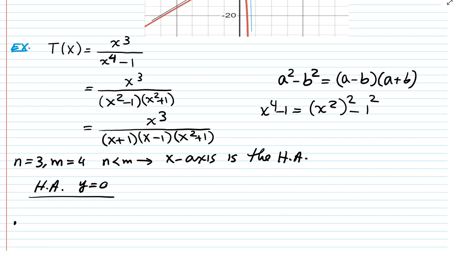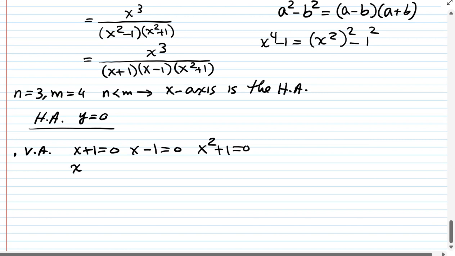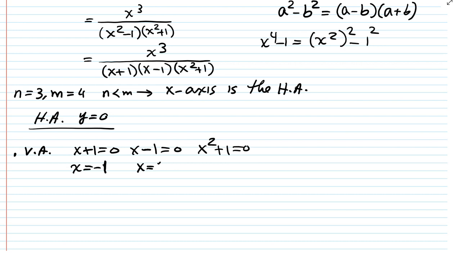Now, for the vertical asymptotes, we set the factors in the denominator equal to 0. And let's see what's going to happen here. So from the first factor, we get x equals -1. There is one vertical asymptote. Next one, add 1 to both sides, x is 1. So we got two vertical asymptotes on this one.